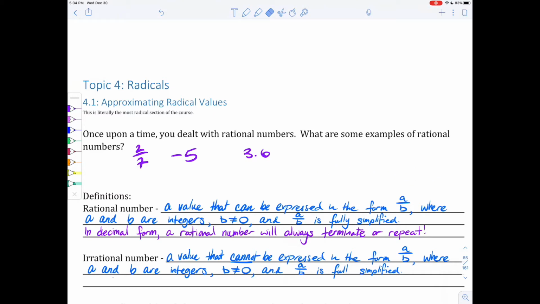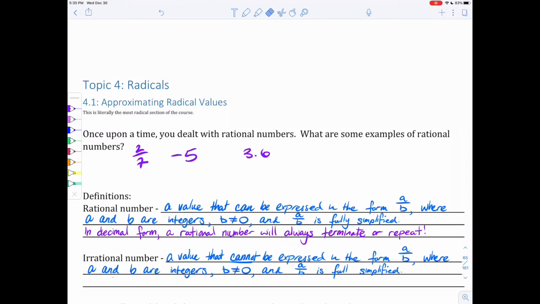And that repetition doesn't have to be necessarily a single digit. Something like, for example, if you take 9 divided by 11, you're going to get 0.818181818181. That's going to go on forever. So that is also a rational number. It has a terminating or repeating decimal.